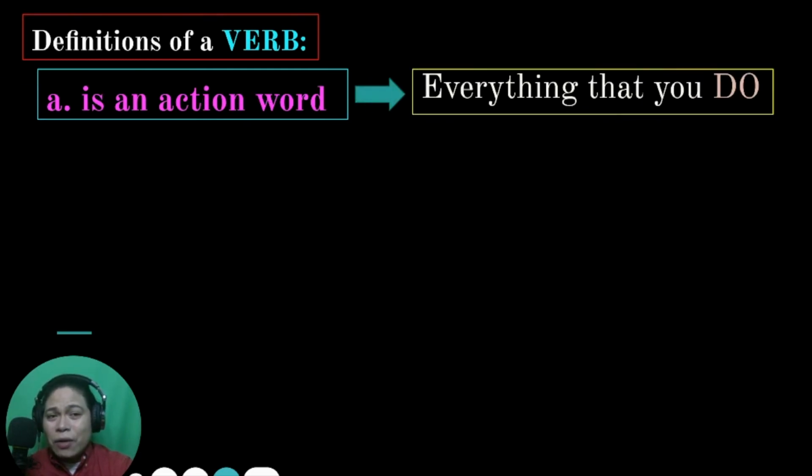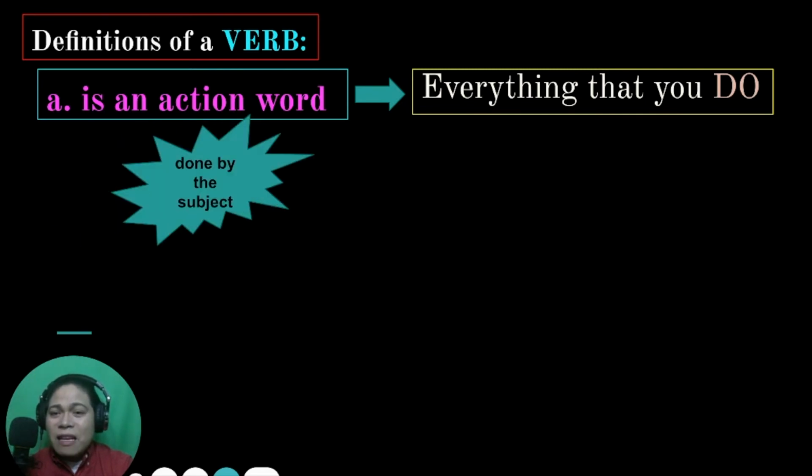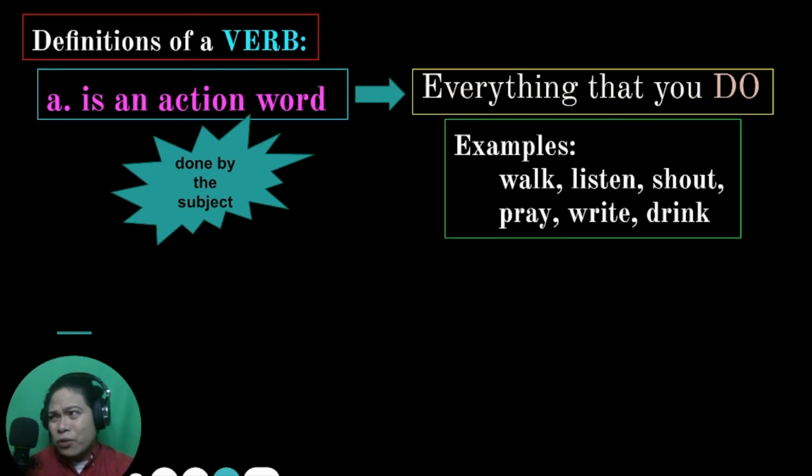After defining what a subject is, let us talk about a verb. So what is a verb? How do we know that it's a verb in a sentence? Now, there are two definitions of a verb that I have here. Number one, a verb is an action word, definitely pertaining to the actions that you do every day. Everything that you do is an action. In other words, these are done by the subject itself. And what are the examples of this? Like what you're doing right now.